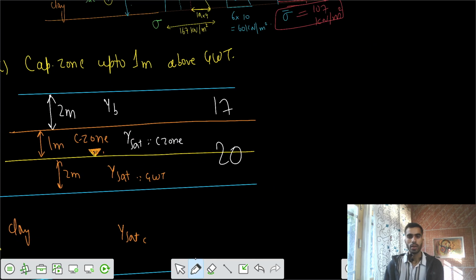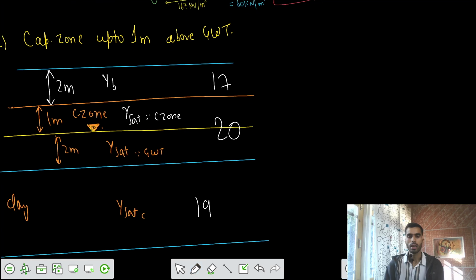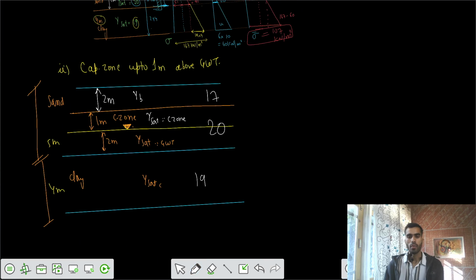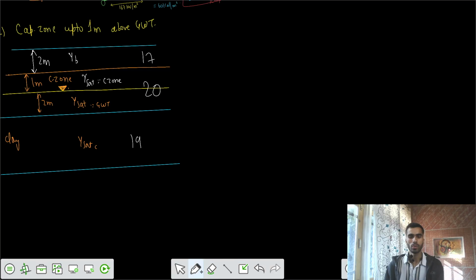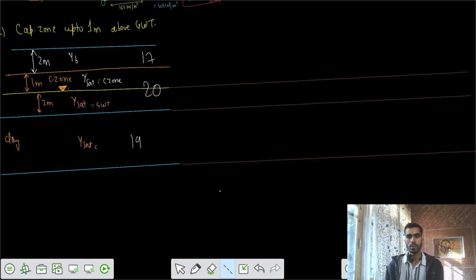Now we need to draw those diagrams again, but accounting for the effect of capillary zone. Let's have the reference lines. These are your reference lines.